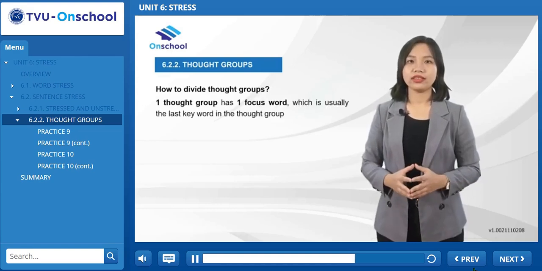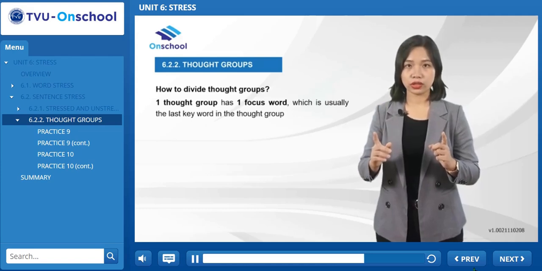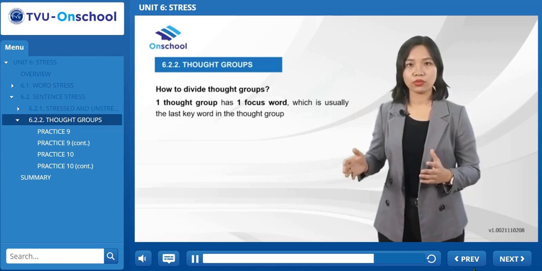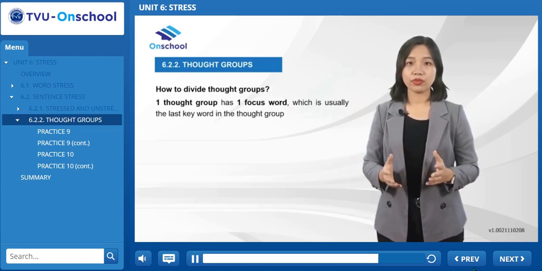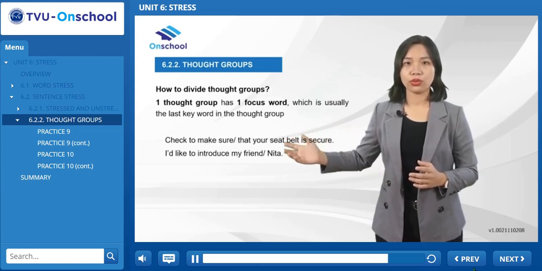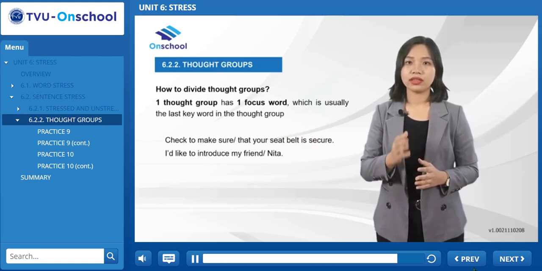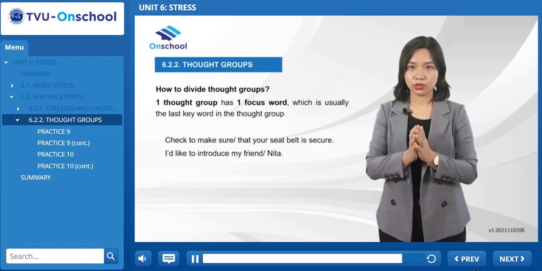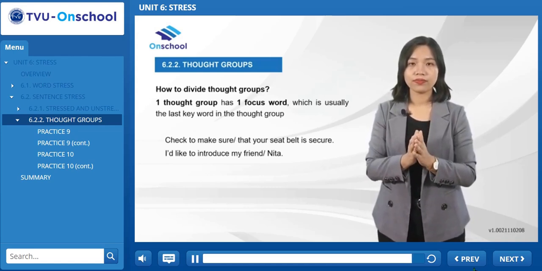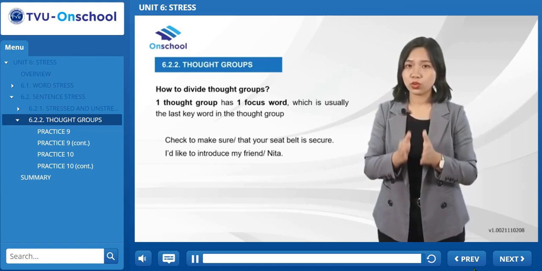Now, the question is how to divide thought groups. Well, the easiest way is one thought group will have one focus word, which is usually the last keyword in a thought group. For example, check to make sure that your seatbelt is secure. I'd like to introduce my friend, Nita. So, can you hear the little pause that I have between the thought groups?